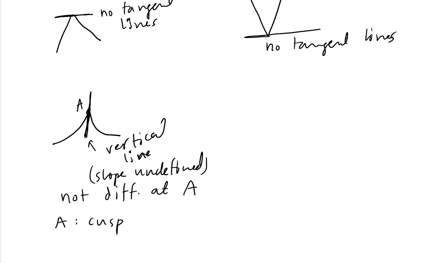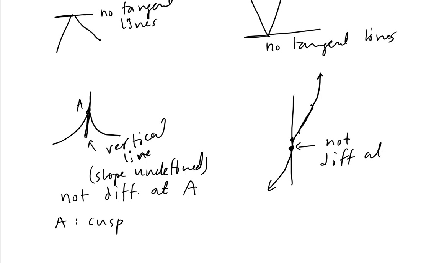Another case, say we have a vertical tangent line like this. So you can have this function, same thing, at this point here, it's not differentiable, because of the vertical tangent line.